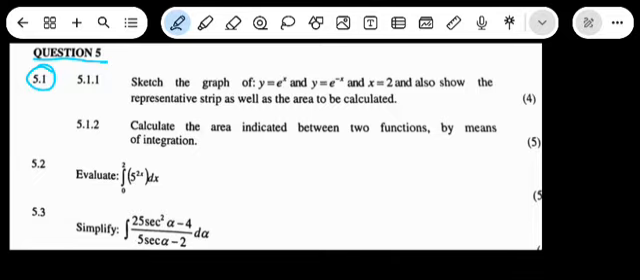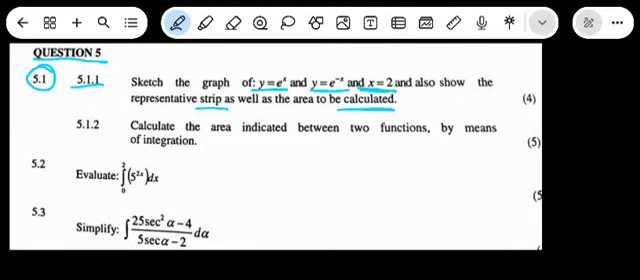So I've given 5.1. Question 5.1.1 says: sketch the graph of y equals e to the power of x, and y equals e to the minus x, and x equals 2. Also show the representative strip as well as the area to be calculated. That is what we have there.